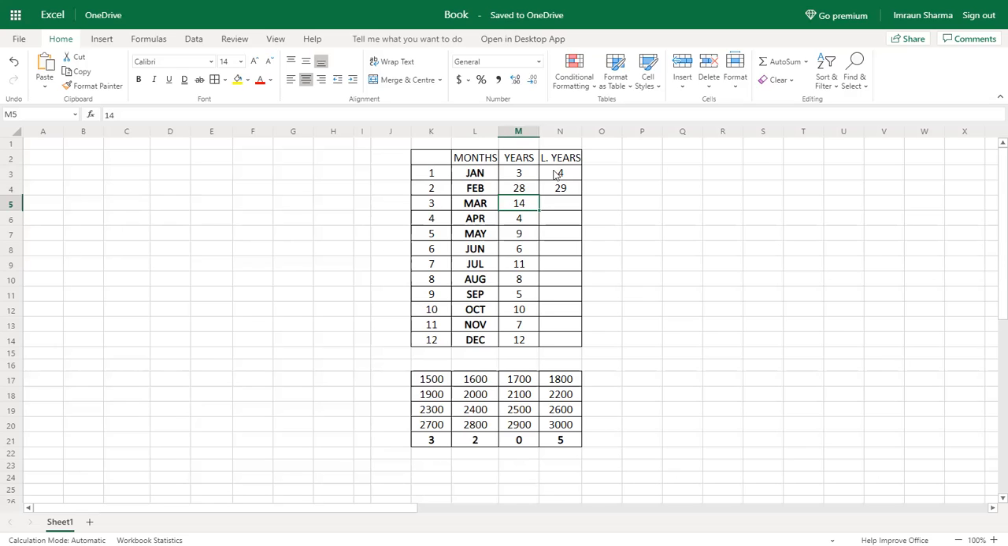All right, let's go through it once again. For Jan, 3 or 4. For Feb, 28 or 29. For March, 14. April, 4. May, 9. June, 6. July, 11. August, 8. September, 5. October 10, November 7, December 12.